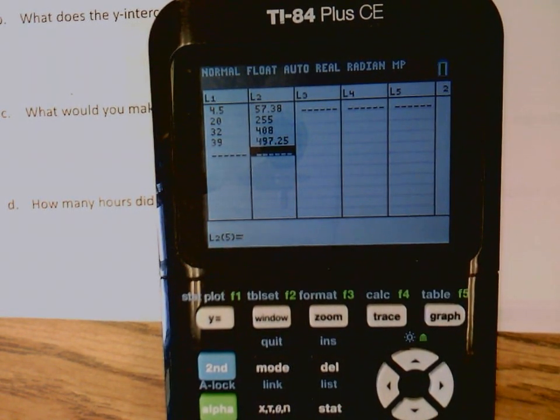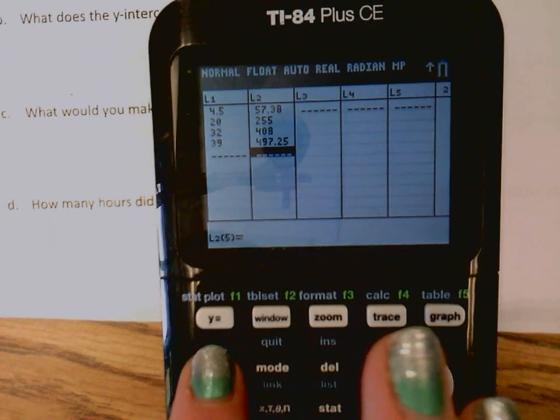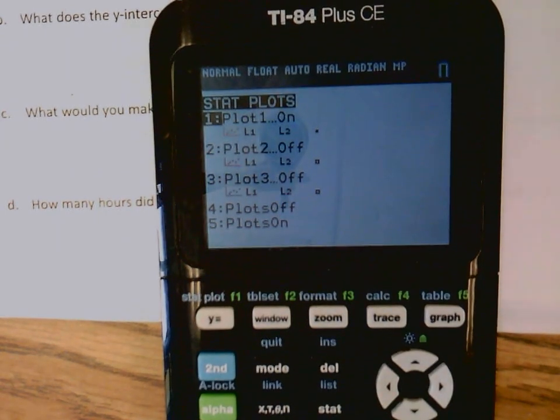So we did stat edit, and we entered our data. So then remember, you have to go to the second y equals and turn your stat plot on. Because we turned them on yesterday, they're probably still on, but you should double check. Second stat plot, yes, this one is already turned on. If not, you just hit enter twice and it'll turn it on for you.